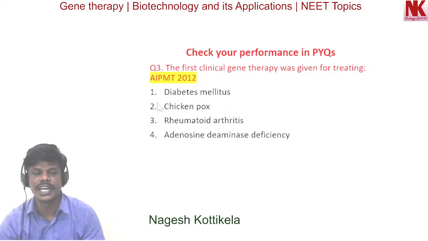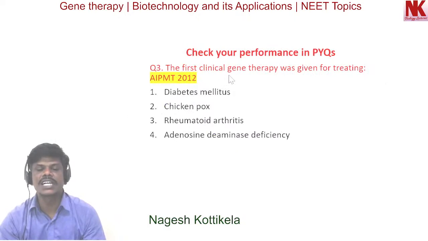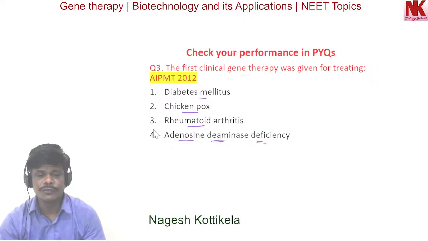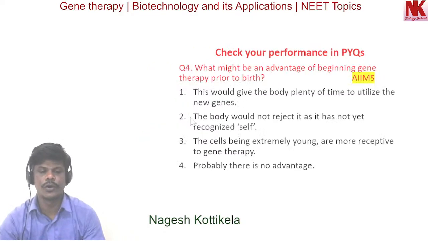Okay, now moving to the next question. The first clinical gene therapy was given for treating: option 1, diabetes mellitus. Option 2, chickenpox. Option 3, rheumatoid arthritis. And option 4, adenosine deaminase deficiency. So here the fourth option is the most appropriate option. The first clinical gene therapy was given for treating adenosine deaminase deficiency. Now moving to the next question, question number 4.